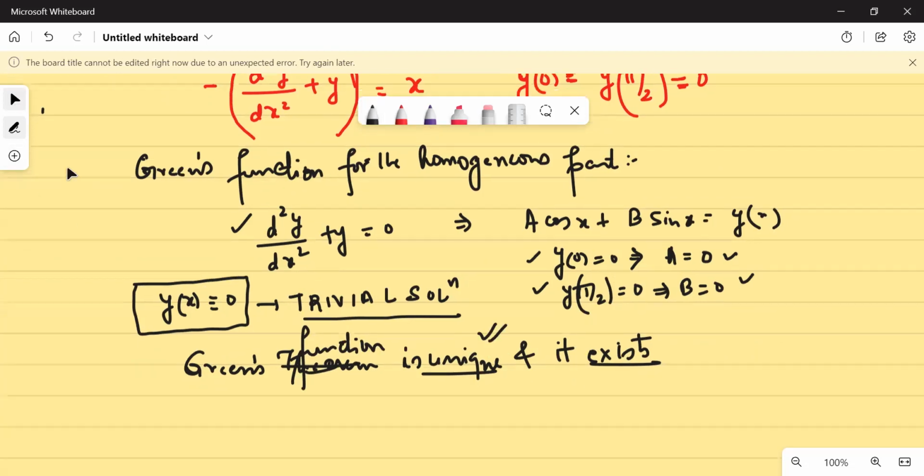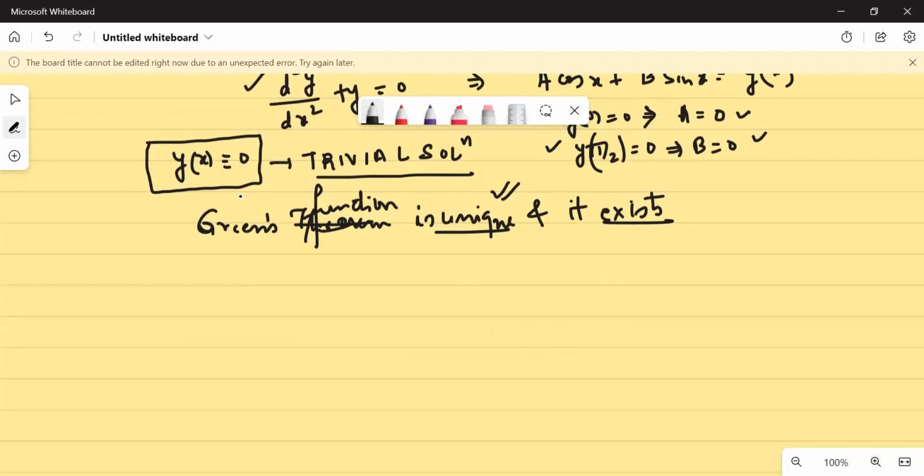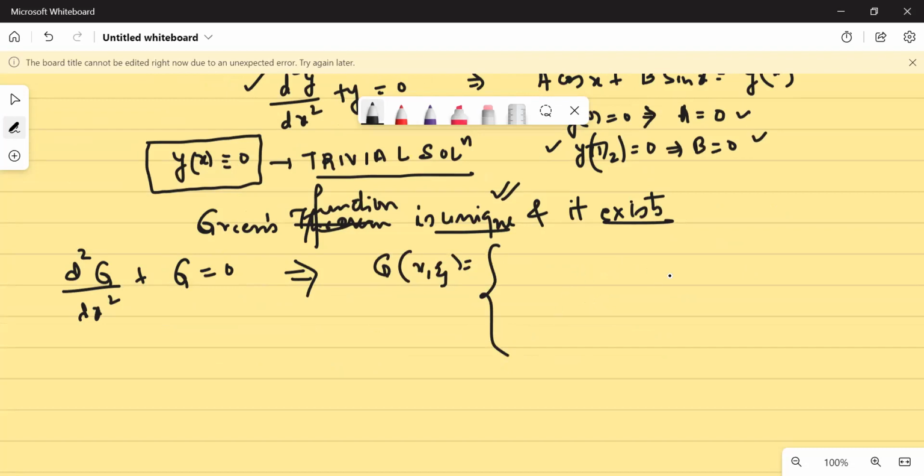Now, what are the conditions for finding the Green's function? First, I told you that Green's function would always satisfy the differential equation. So Green's function would always satisfy this differential equation given by this. It implies that your G(x, zeta), whenever you write it, you're going to separate it into two parts. That is, the first part is this.